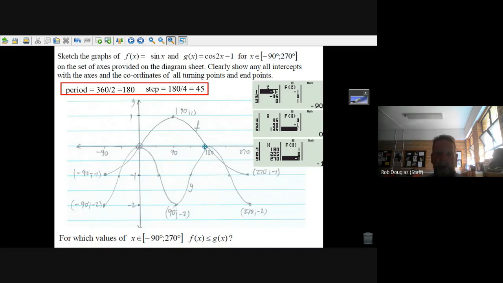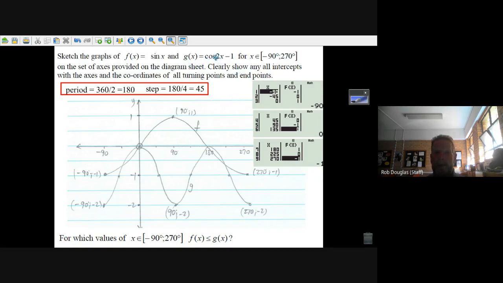Well, that's the basic shape. But that shape just keeps continuing. It goes back to minus 1 and then back to minus 2 at 270. It drops to minus 1 every 45 degrees, and then to minus 2.